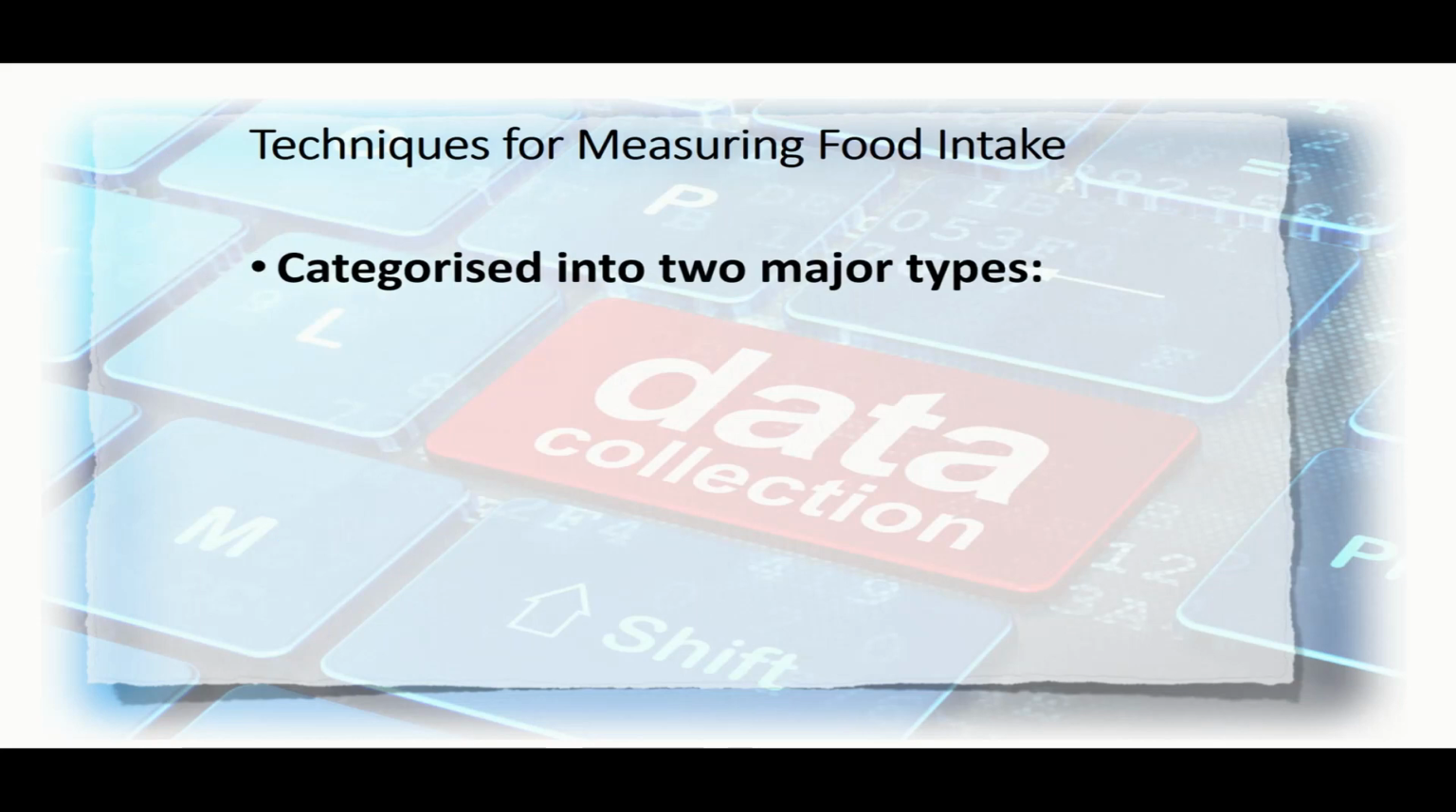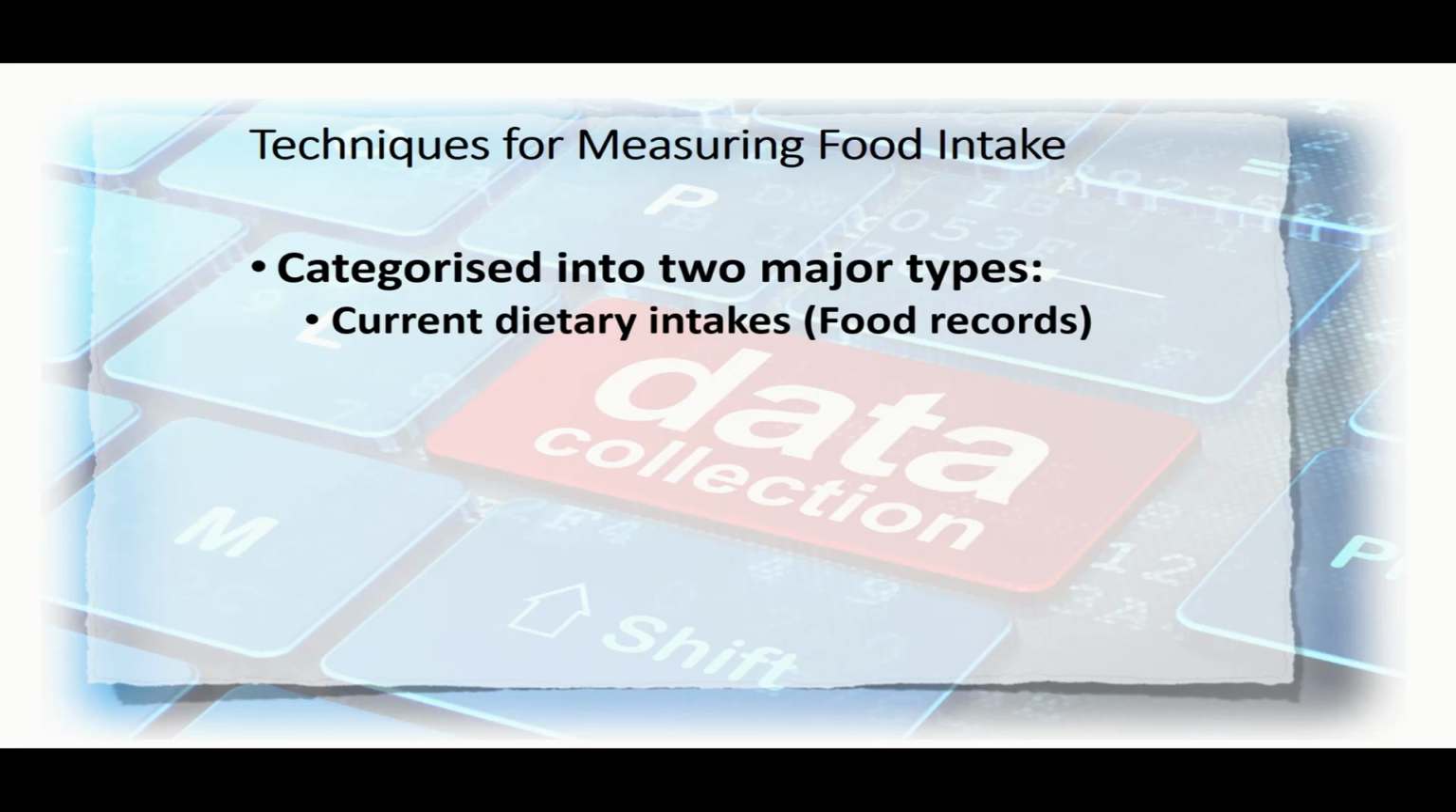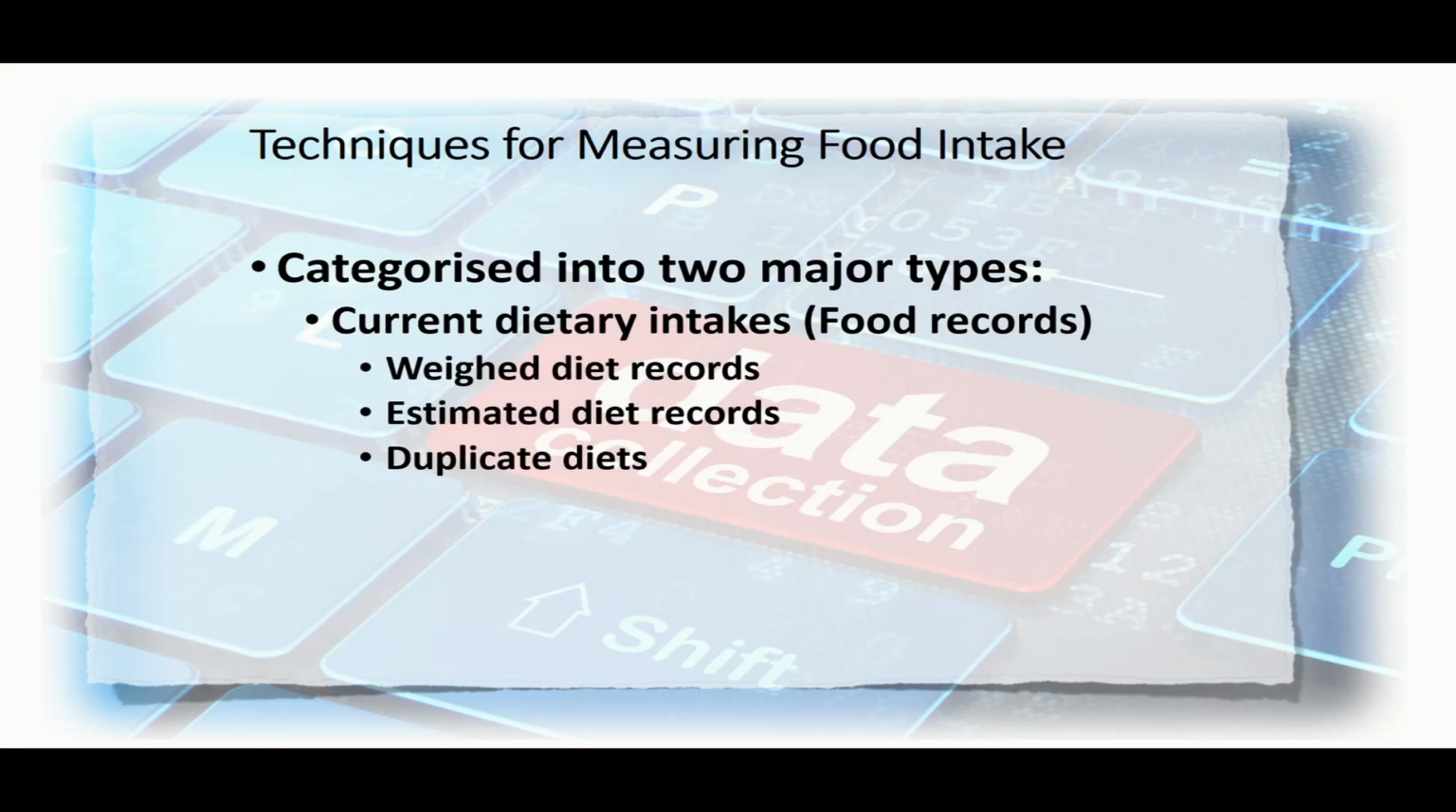And they're categorized into two major types. So we've got the current dietary intake, so that's what somebody is currently ingesting through food records. We've got weighed diet records, so anyone that has access to some scales and is literally measuring every single bit of food, then of course that's going to increase the probability that the intake that you're recording is going to be reliable.